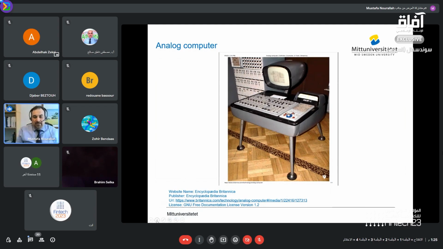The image that I show now, I borrowed this from an encyclopedia, and this is what's called an analog computer. So this might be seen as a kind of root to financial technology, the current one that you and me can use today.